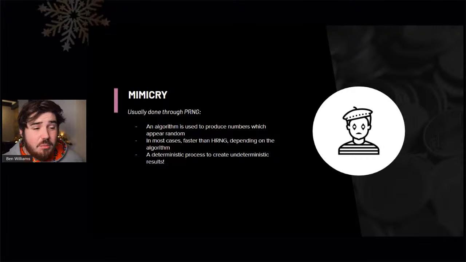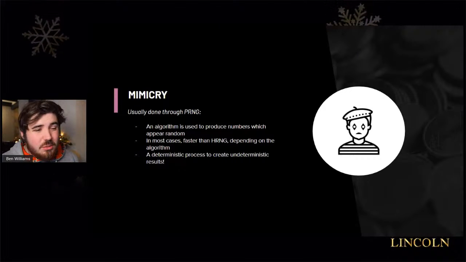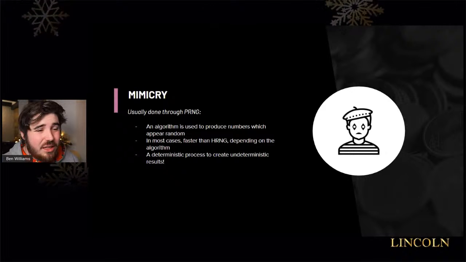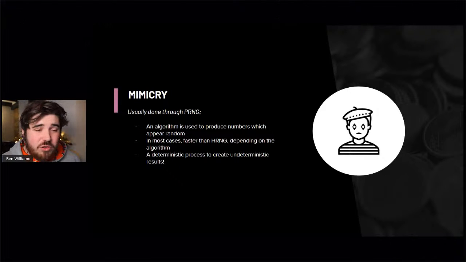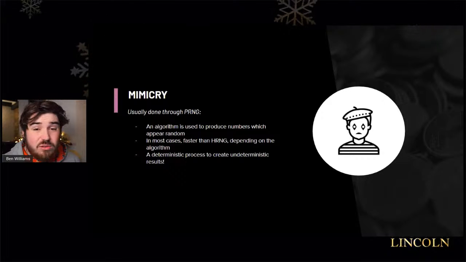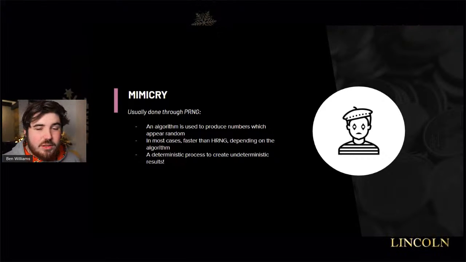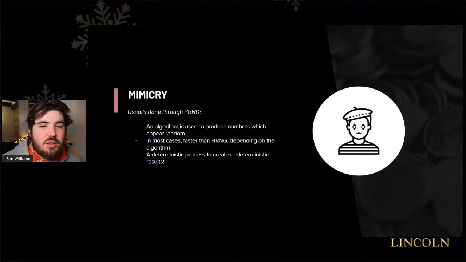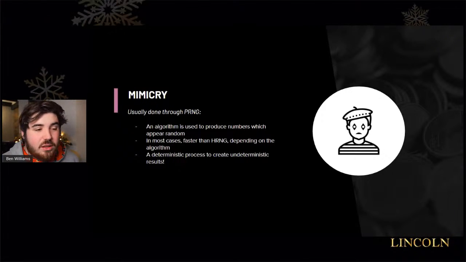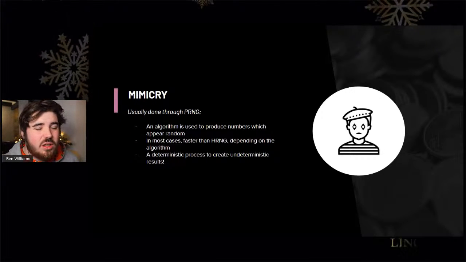Okay. Now, in some cases, this can be faster than HRNG, depending on the actual generator itself. So very simple PRNGs like linear congruential generators are a lot faster than things where we have to actually sample a source and then pipe it through the bus and this kind of stuff. But other algorithms like the Mersenne Twister actually take quite a lot of time to generate random numbers.